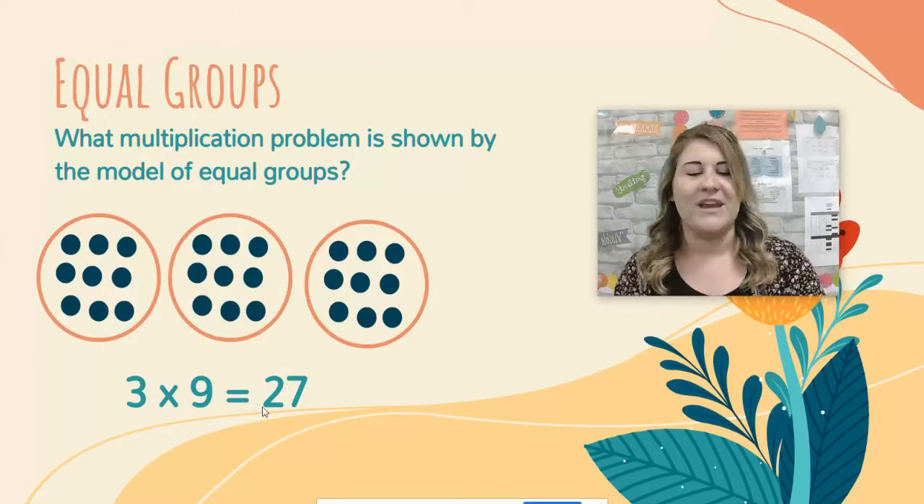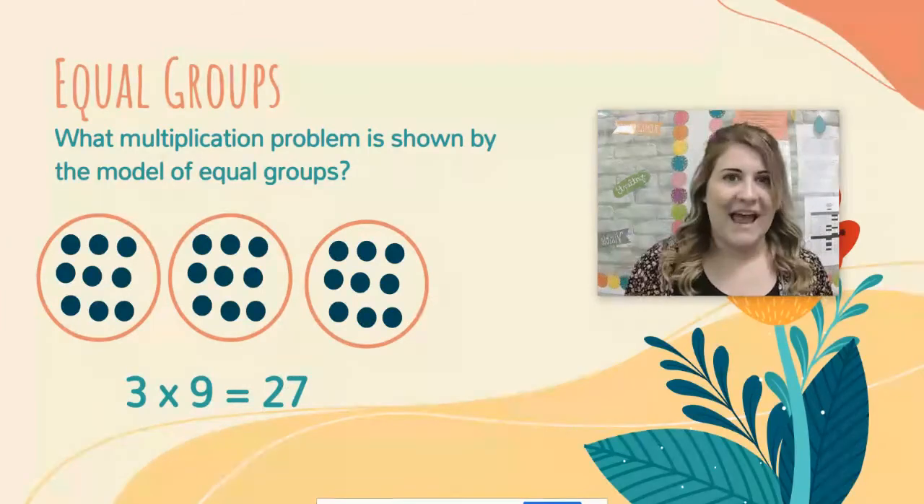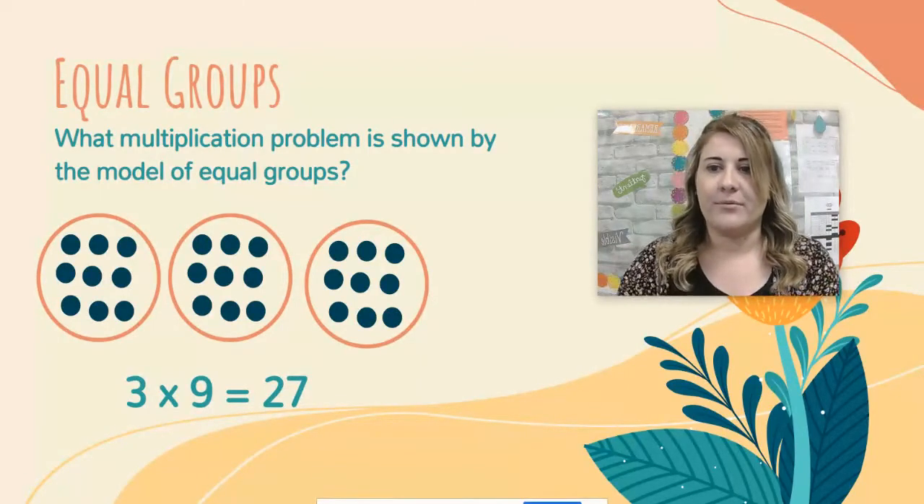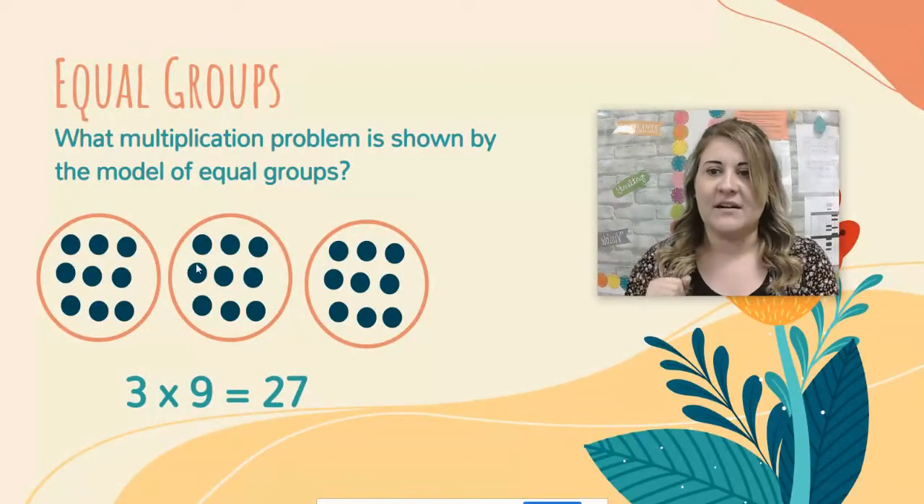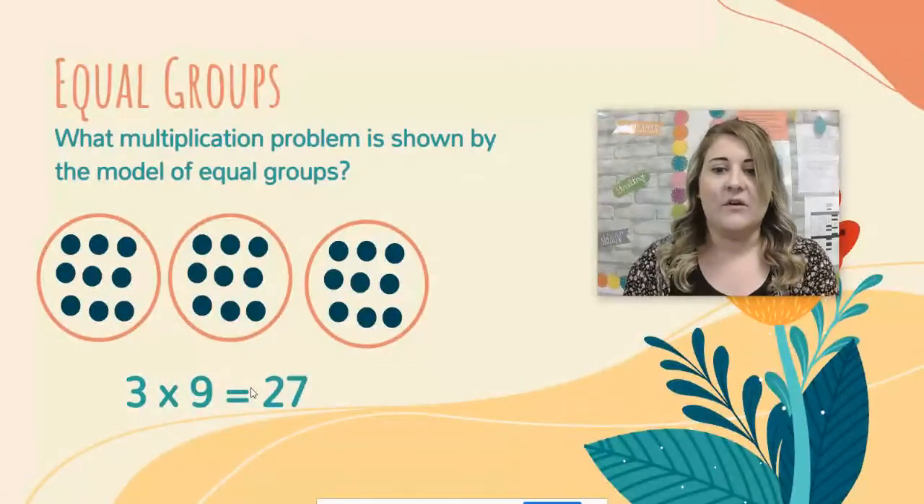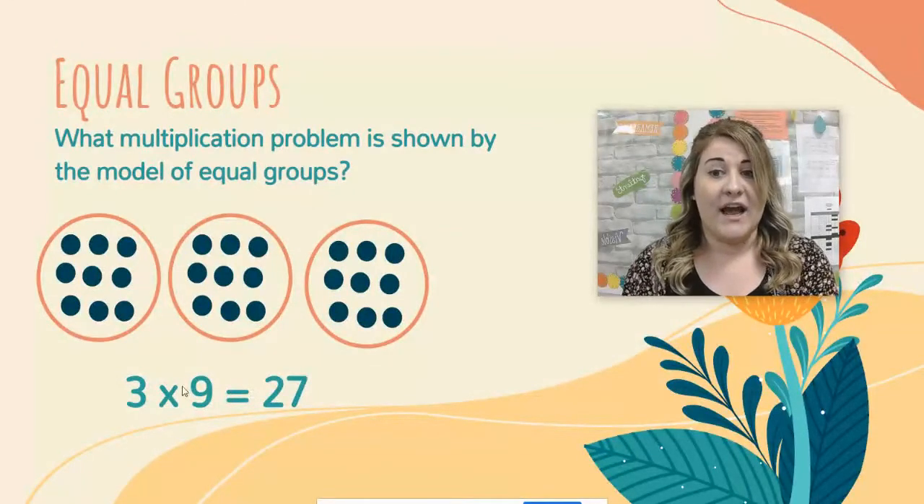That's because multiplication is getting bigger, just like adding, okay? So we've got 3 groups, 1, 2, 3. That's my first number, my first factor. Then 9 in each group is my second factor. 3 times 9 equals 27. So 9 3 times is 27. That's how I got my answer.